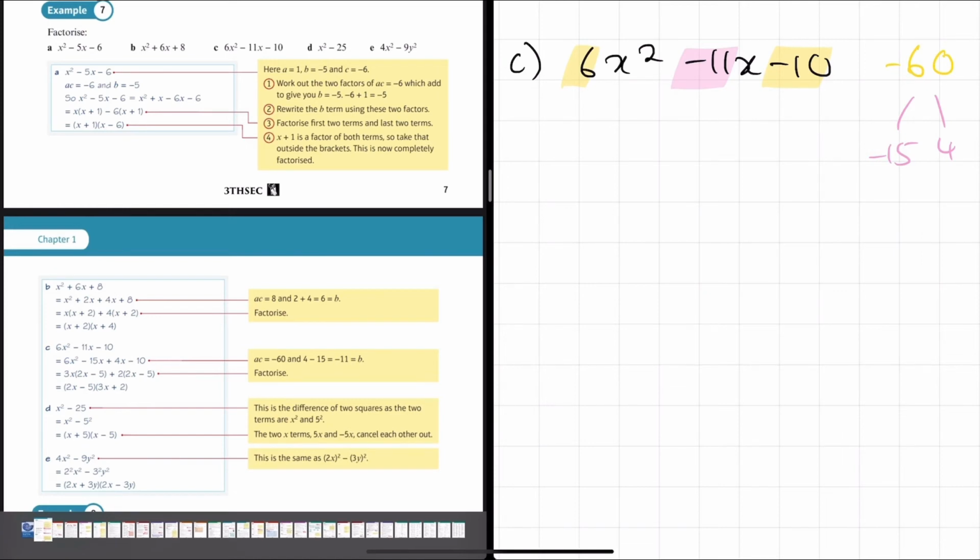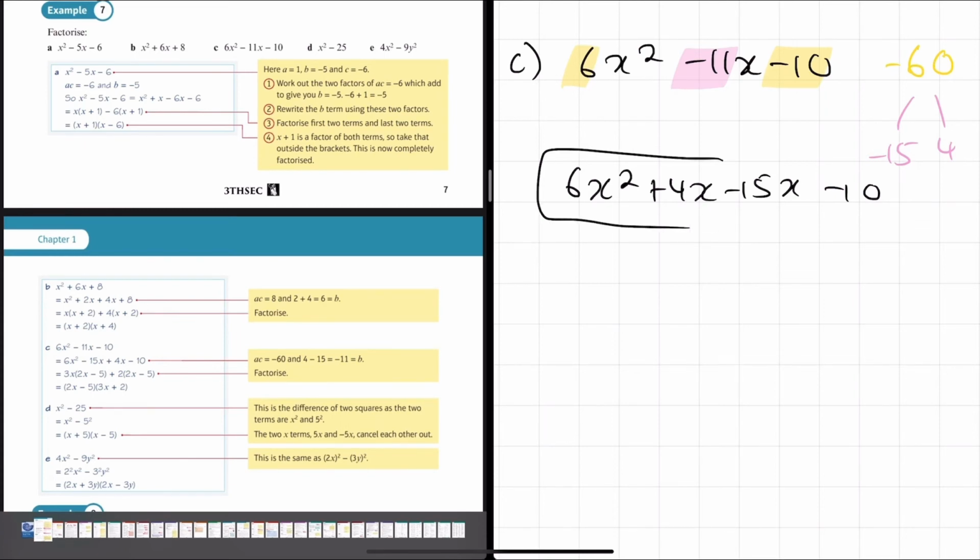6x squared plus 4x minus 15x minus 10. Now the reason I switched 4 and minus 15 around is because it's much easier to factorize 6x squared and 4x, and it's much easier to factorize minus 15x and minus 10. So we can make decisions like that that will make our factorizing process much easier.